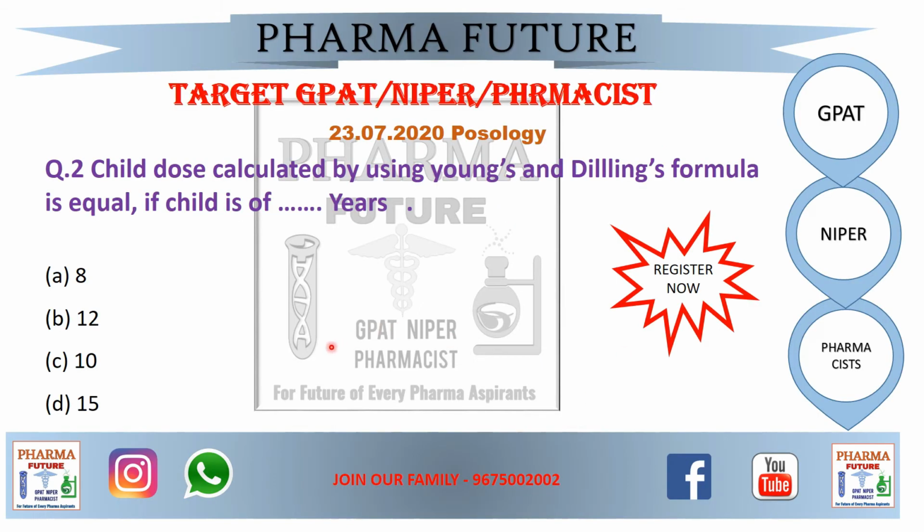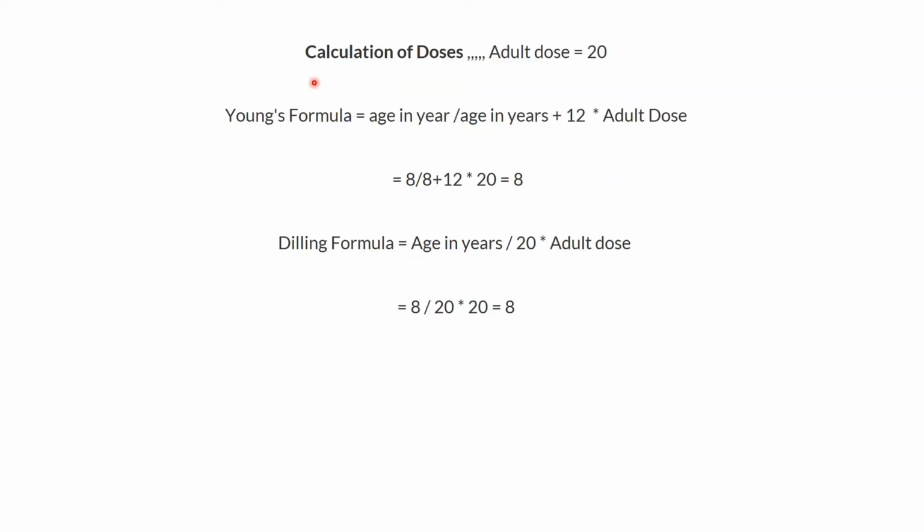Then moving to question number 2. Child dose calculated by using Young formula and Dilling formula is equal if the age of the child is dash dash years. Option A 8 years, option B 12 years, option C 10 years, and option D 15 years. Now we'll see the answer with calculation of dose.